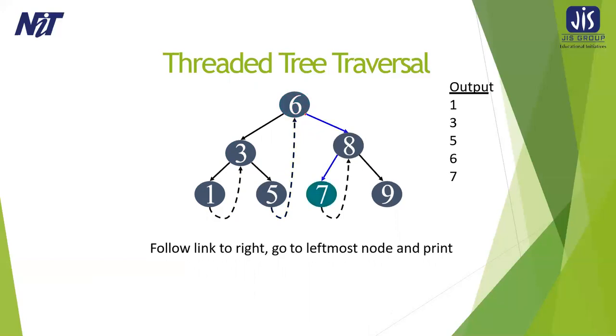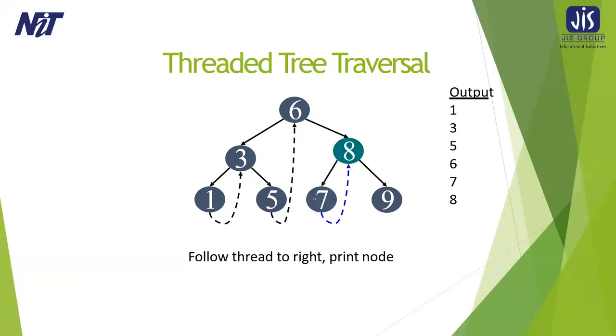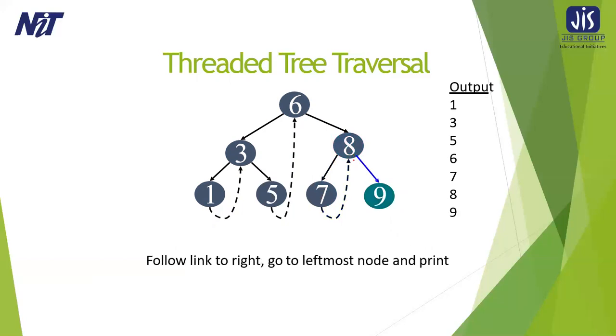So then follow the right link and go to the leftmost node and print. That is my 7. Then we have to follow the threads. So in this way we have to follow the threads and move to the 8 and print it. Then go to the link to right and go to the leftmost node and print this 9. So in this way we have to traverse all the nodes and we can visit or traverse and print the value.